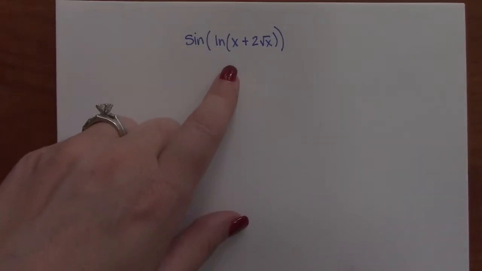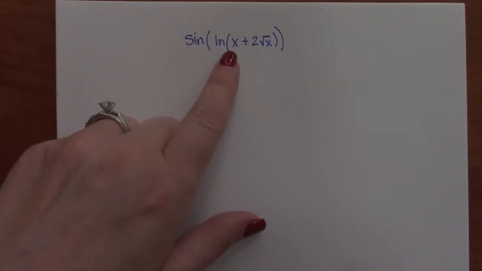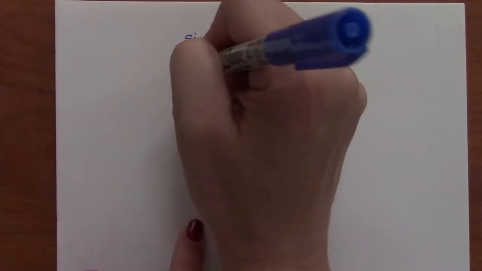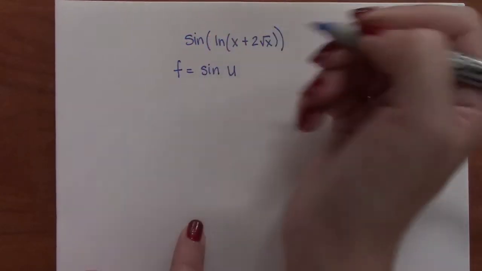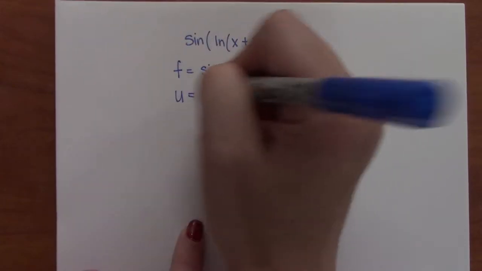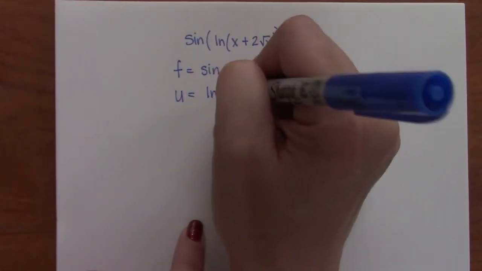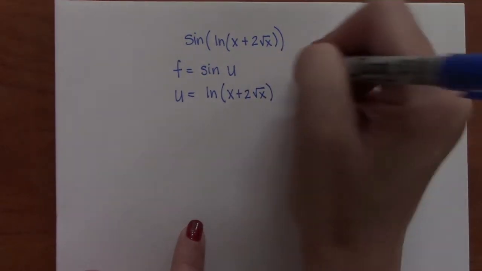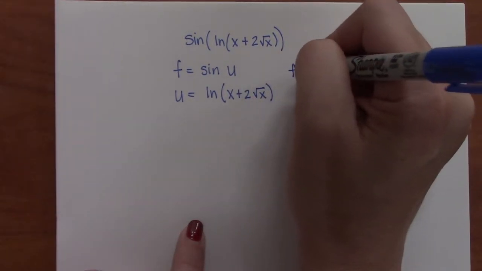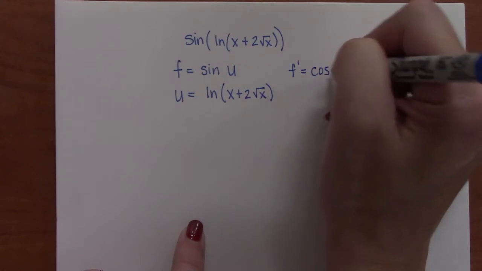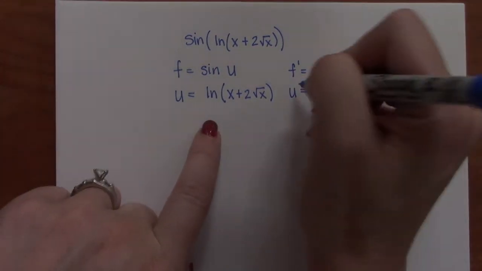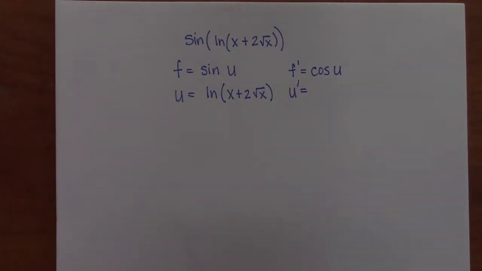Okay, so I'm going to break this down. This was kind of like a triple chain rule, okay? So the outermost function was sine of u, where u was everything inside the sine function, okay? So then the derivative of this, right, is cosine of u. But then to do the derivative of u, we need another chain rule.